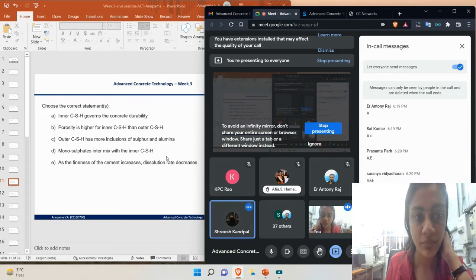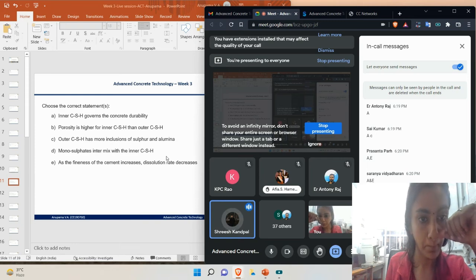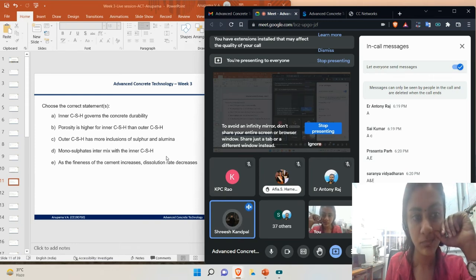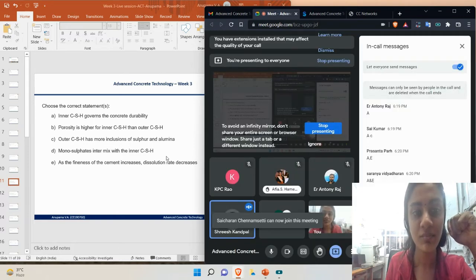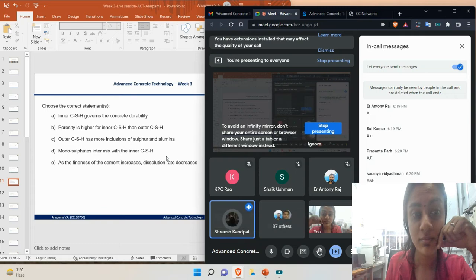Yes, ma'am. Okay. What about C? C: inclusion of sulfur and alumina is more for inner CSH than outer CSH. Okay. What about D? D, I am not able to recall, but E is correct: as the fineness of cement increases, the dissolution also increases. So E is also wrong, so D maybe will be correct.